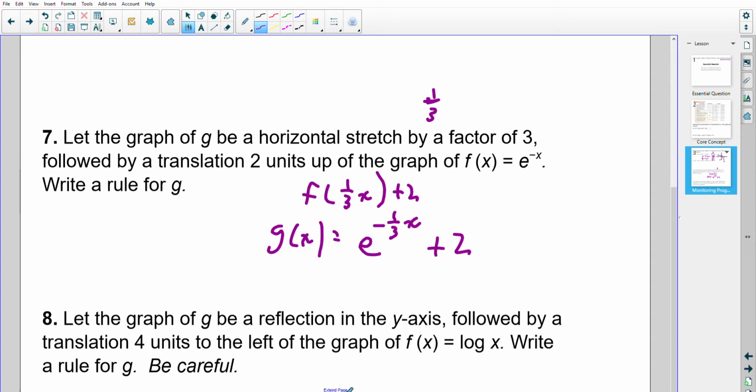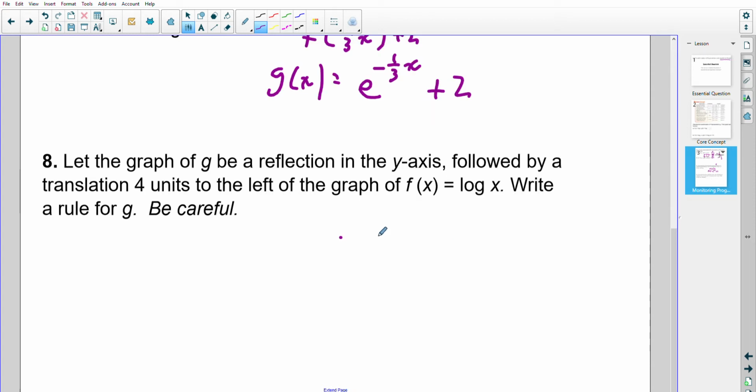How about this next one? It says reflection about the y-axis. That means it's this way. That means I want to multiply by -1 times my x, followed by a translation 4 to the left. Okay, that means you're going to add 4 to the x. So you're going to take f of x, and you're going to take f of -x first. And then what I want to do is take f and substitute x plus 4 in for x.